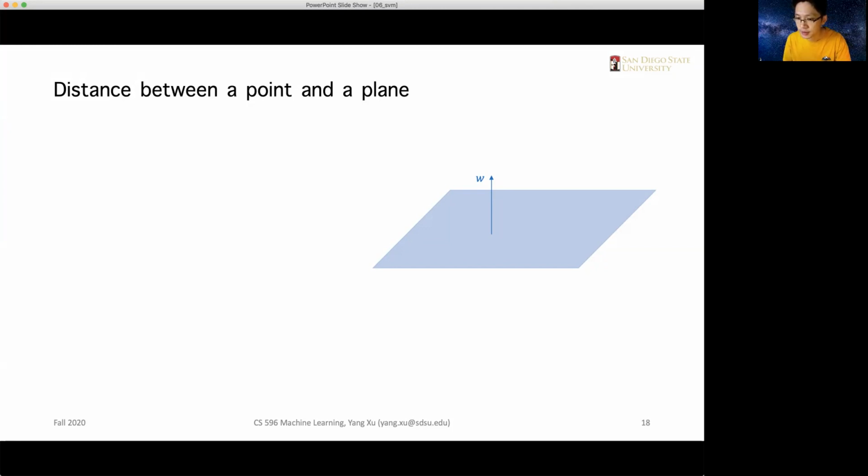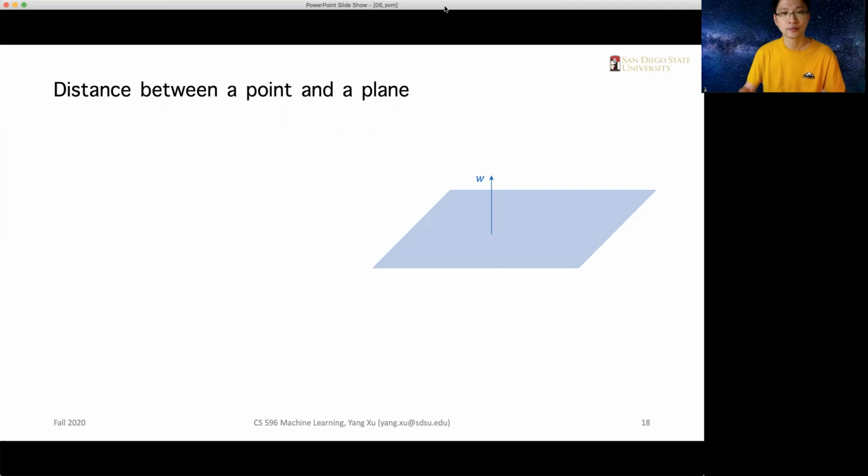So today let's continue talking about support vector machine. Okay, so in the previous lecture, we stopped here, right? So the whole idea, let's do a brief review about SVM now.